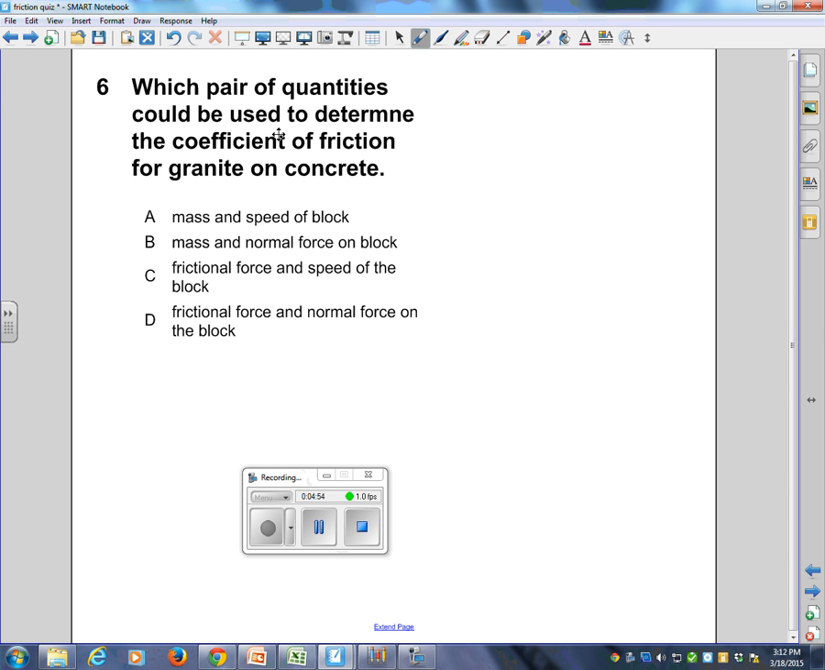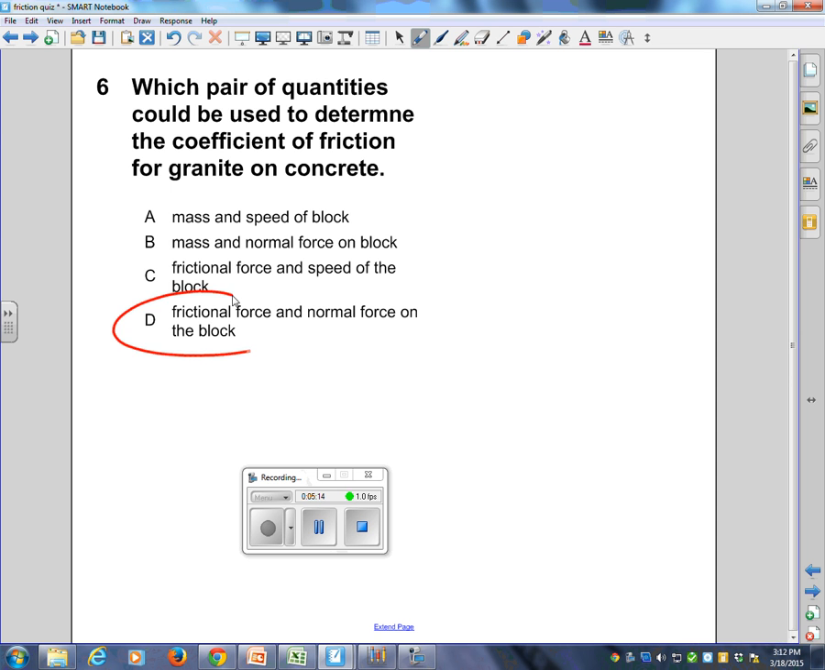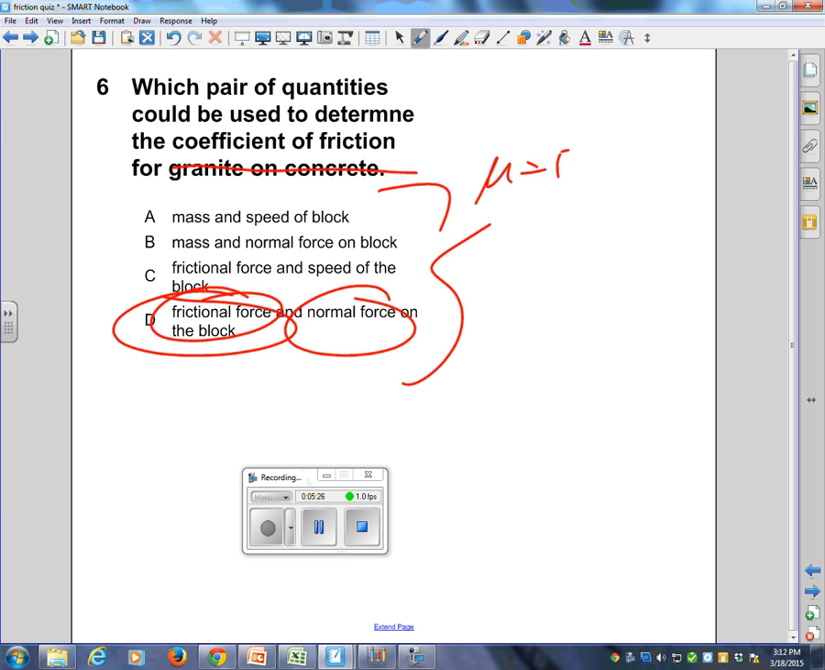Which pair of quantities can be used to determine the coefficient of friction for granite on concrete? Mass and speed of block? No. Mass and normal force on block. That's kind of the same thing, isn't it? You don't need it. Friction force and speed? No. Friction force and normal force? Yes. Does it matter that it's granite on concrete? No, it could be titanium on kryptonite. It doesn't matter. It's always the same. Friction and normal force. Mu equals FF over Fn.